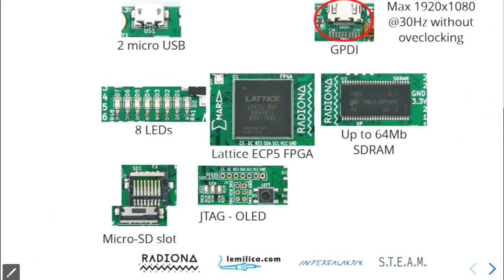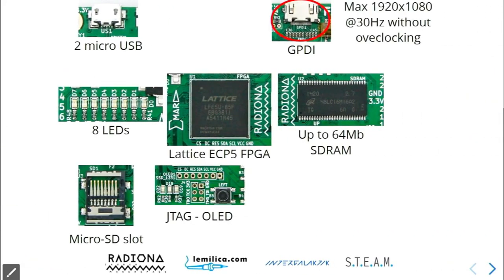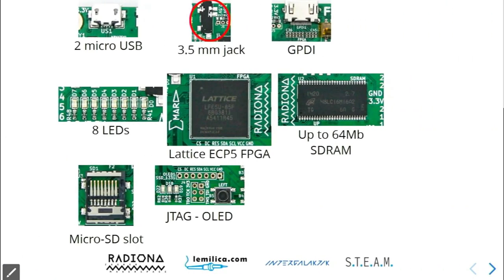As for the outputs, we also have GPDI, General Purpose Differential Interface, that we are mostly using for outputting DVI video signals. HDMI monitors are mostly compatible with DVI signaling, so you can get a picture on most monitors or televisions. The next connector can be used for audio or video output. For audio, we are using a simple 4-bit resistor divider.